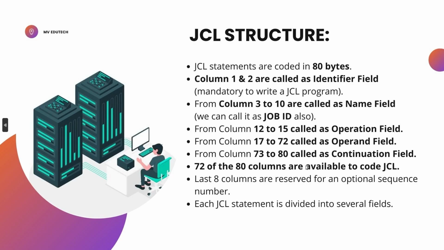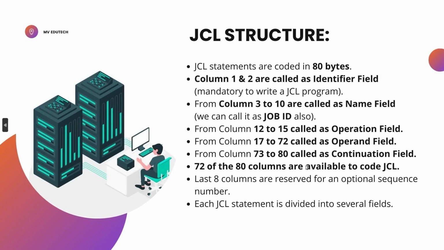Columns 12 to 15 are called the operation field, where we will write JOB, EXEC, and DD. Columns 17 to 72 are called the operand field. After 72, columns 73 to 80 are called the continuation field, where there is a default sequence code, meaning sequence numbers. These are optional, and if you want to remove them, you have to type UNNUM in the command bar.